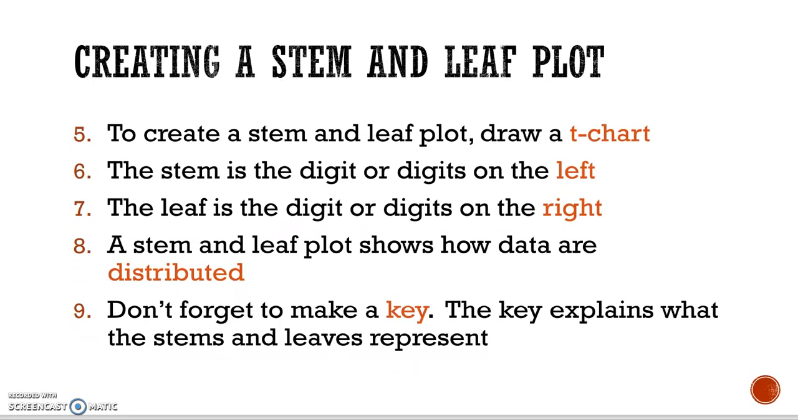So to create a stem and leaf plot, you're first going to draw a T-chart. The stem is the digits on the left, and then the leaf is the digit on the right, or digits. A stem and leaf plot shows how data is distributed. That's one of the benefits of this, is you can see how many numbers are clustered together, so it makes it very easy to interpret the data. Don't forget to make a key. The key explains what the stems and the leaves represent. So if you don't have the key, you don't know if they're talking about tens, hundreds, or decimals, and I'll show you what I mean when we get to the examples.